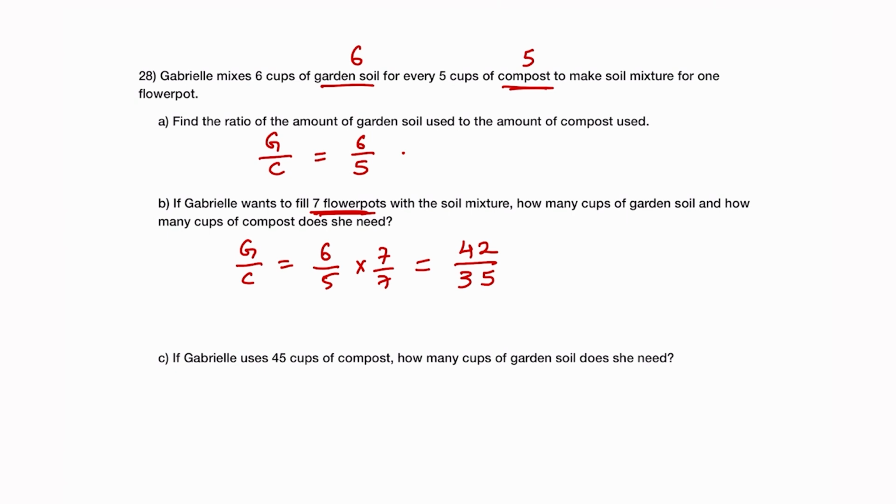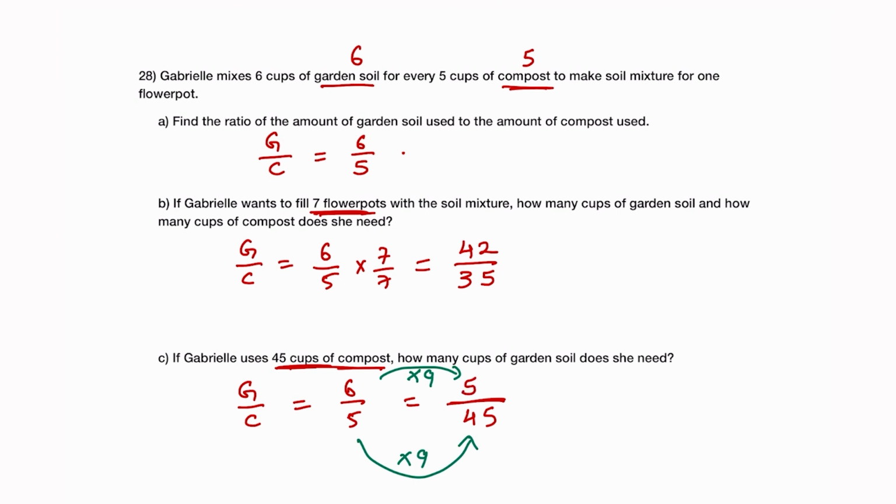If Gabriel uses 45 cups of compost, how many cups of garden soil does she need? So that's G and C. 6 over 5 is equal to, now this is for compost, so we say 45 and something is missing. As we have done in previous questions, we are doing the same thing here. So it's basically 5 to 45 is times 9. Same thing you do here, times 9. So 6 times 9 is 54. And it's done. The word problems are also going fast, right?